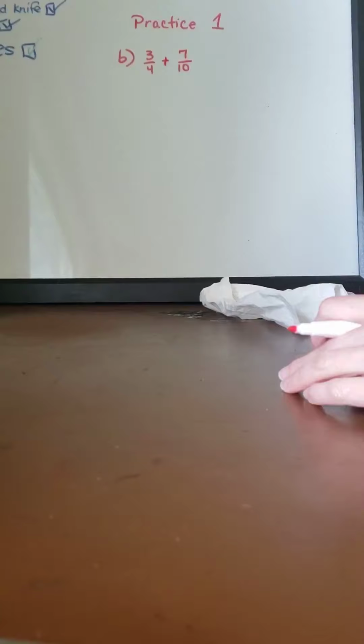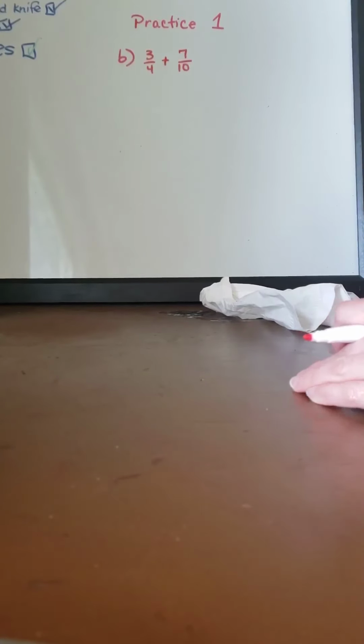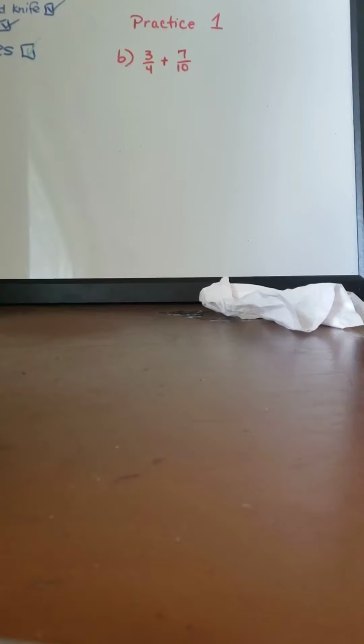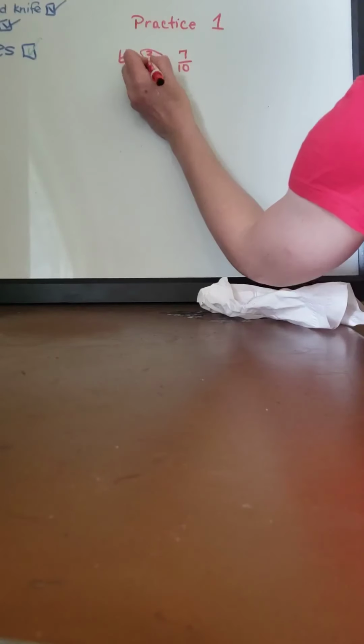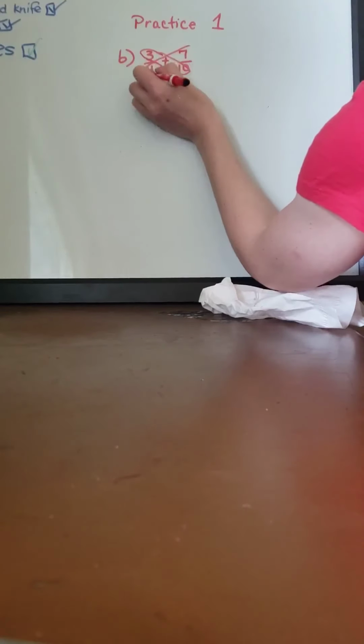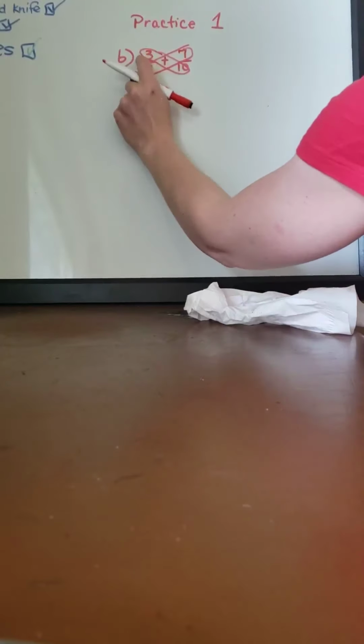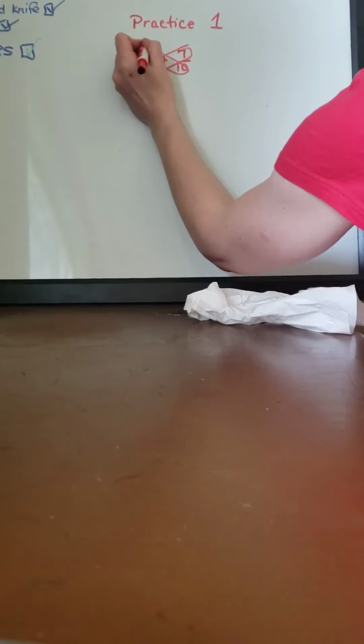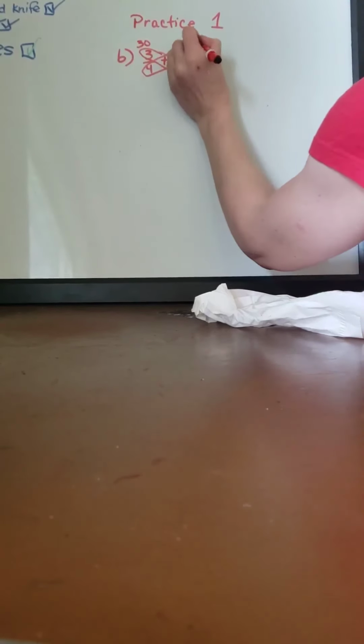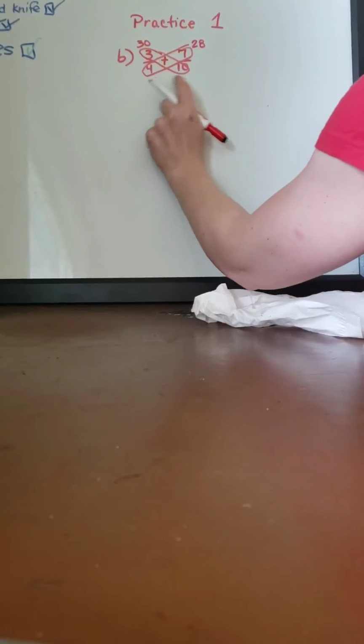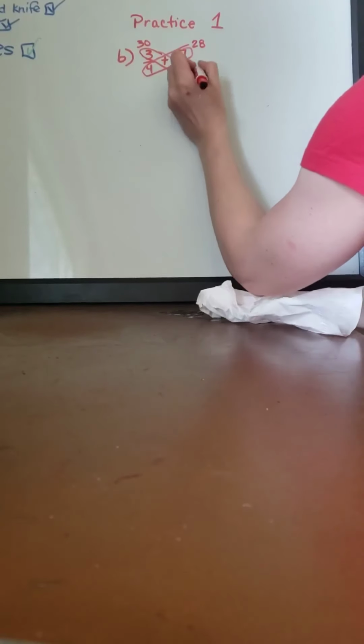When adding fractions, we want to make sure that we have a common denominator before we add. So to do that, we're going to do the butterfly method to solve for our equivalent fractions that would have common denominators. 3 times 10, or 10 times 3 is 30. 4 times 7 is 28. And 4 times 10 is 40.